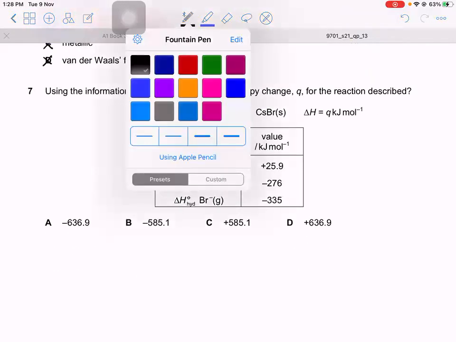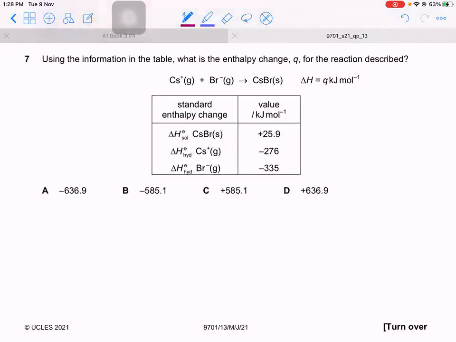Question number 7. Using the information, what is the enthalpy change Q for the reaction described? So they've given you this. They're asking you this enthalpy change. Now they've given you the enthalpy change of solution of CsBr. What do you mean by enthalpy change of solution? Enthalpy change of solution is where the solid becomes aqueous ions. So let me make this Cs+ gaseous plus Br- gaseous becoming CsBr solid. We need to find this.